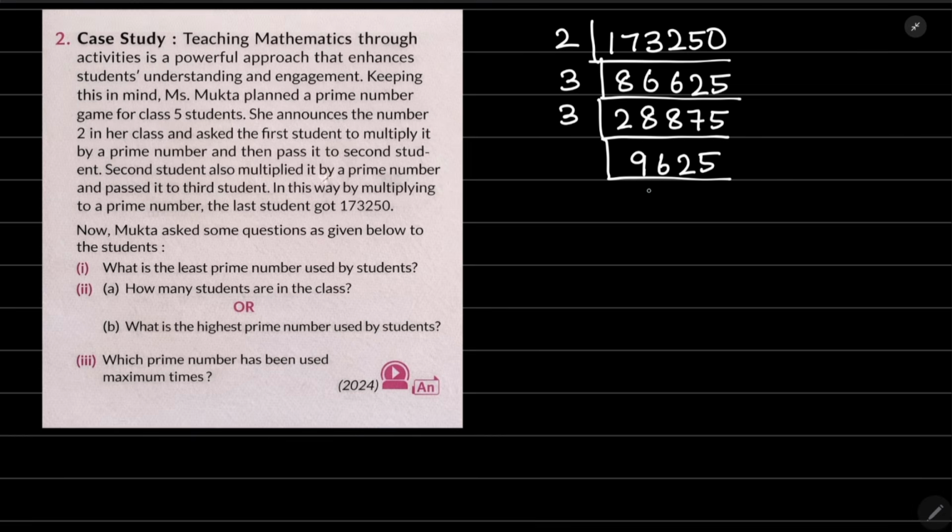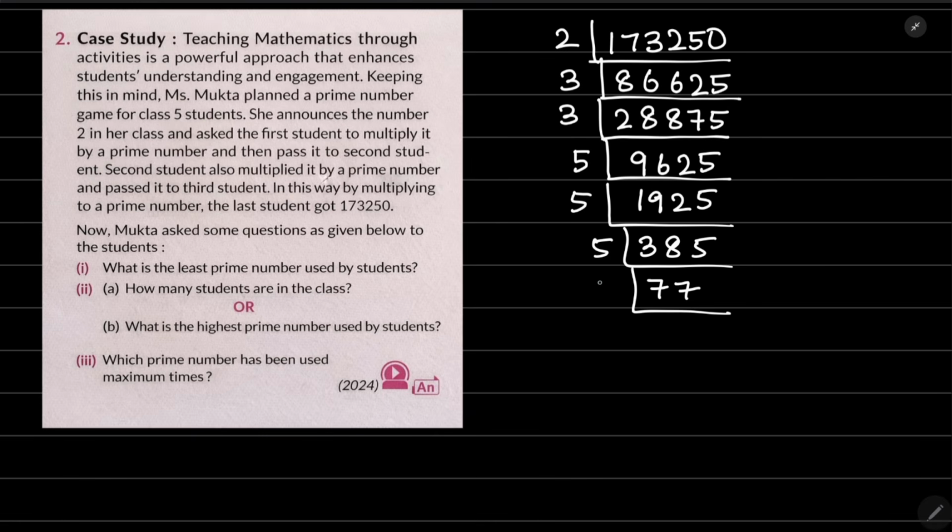Again, let's go with 3. Will it go with 3? 3 2s are 6, no. So it will not go with 3. Let's try with 5 because the number is ending with 5. 5 1s are 5, 5 9s are 45, 5 2s are 10, and again 5, giving 1,925. Again let's go with 5. 5 3s are 15, 5 8s are 40, and again 5, giving 385. Again 5, 5 7s are 35, giving 77. Then 7 is the next prime number, and it ends with 11. 11 1s are 11.